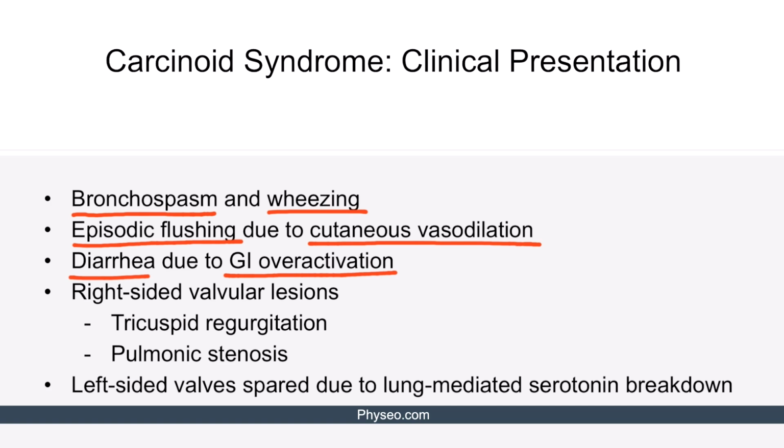Additionally, patients with carcinoid syndrome may develop right-sided valvular lesions, specifically tricuspid regurgitation and pulmonic stenosis. This happens due to serotonin-mediated fibrosis of the valves. It's worth noting that left-sided valves are spared due to lung-mediated serotonin breakdown.